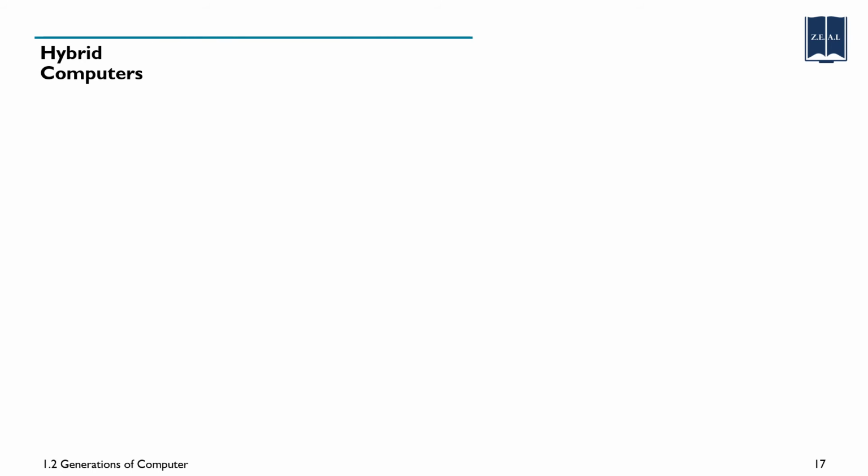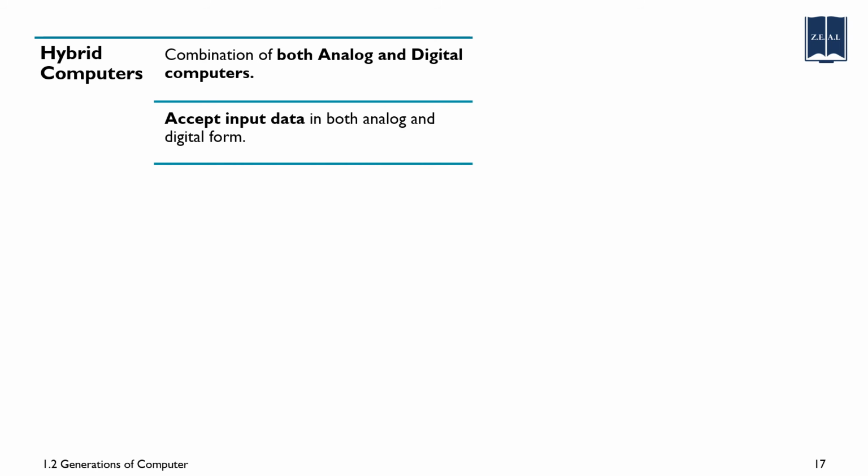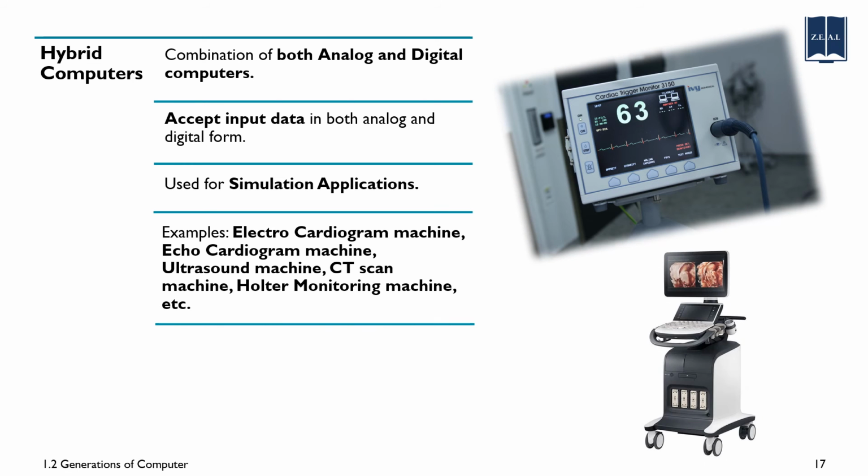Hybrid computers. A hybrid computer is a combination of both analog and digital computers. That is, a part of processing is done on an analog computer and a part on a digital computer. A hybrid computer combines the best characteristics of both. It can accept input data in both analog and digital form. It is used for simulation applications. Some examples are electrocardiogram machine, echocardiogram machine, ultrasound machine, CT scan machine, Holter monitoring.